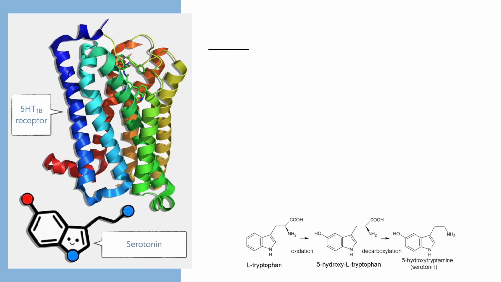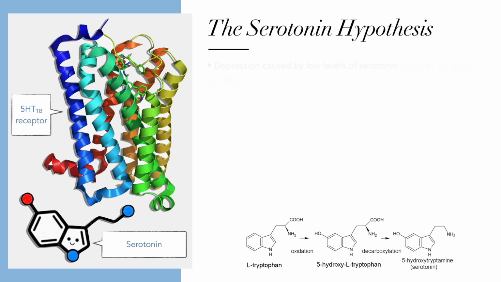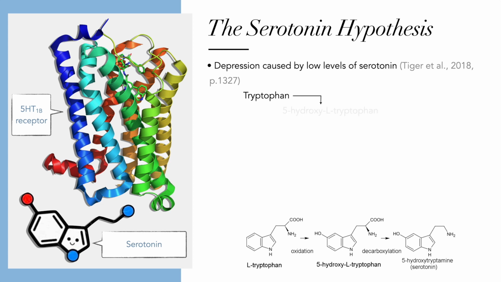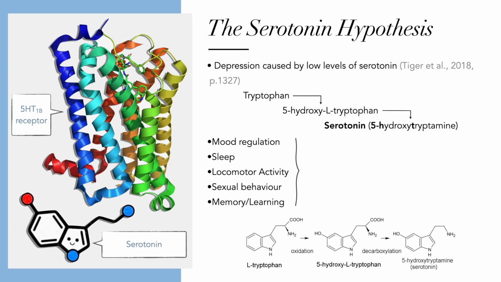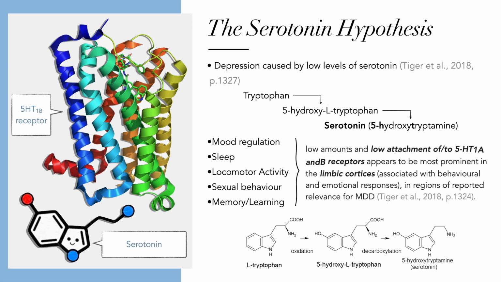In our understanding of major depressive disorder, it is absolutely crucial that we also understand the serotonin hypothesis. Simply put, low levels of serotonin are what cause depressive symptoms. For this reason, the number of serotonin receptors and the rate of attachment to these receptors is equally as important. And what's interesting is that low levels of both of these things seem to be most prominent in the limbic system, which is associated with emotional and behavioral responses. And these are also regions that are reported to be relevant in major depressive disorder.